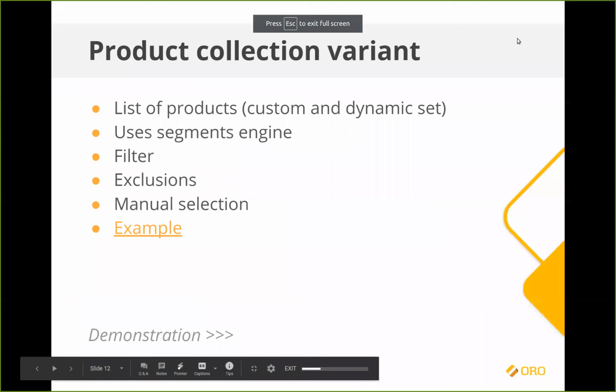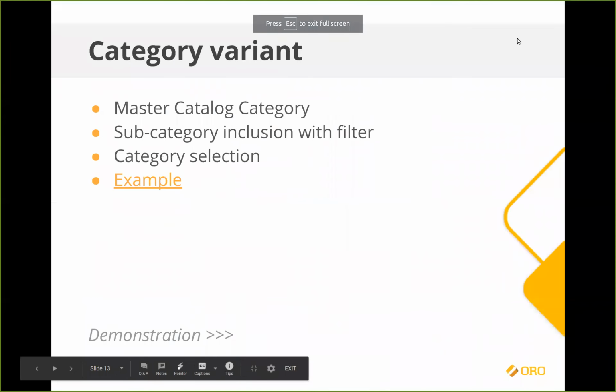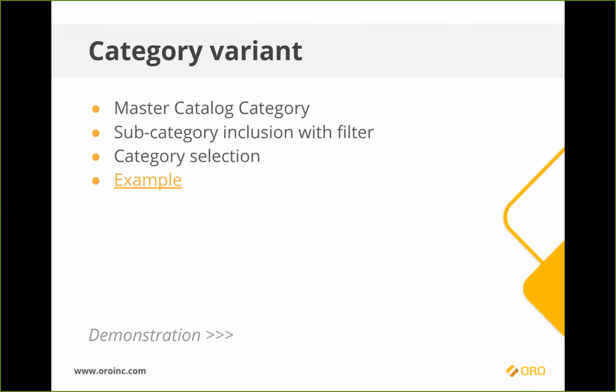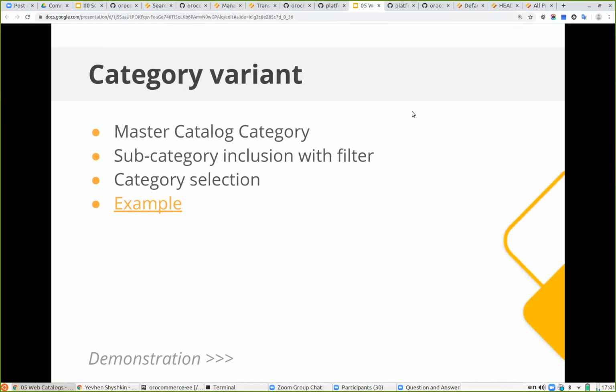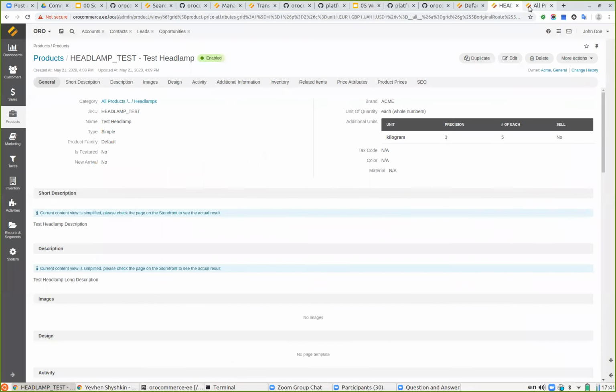The next type of the variant is called category variant. In here, we are simply referring to the existing catalog, and we are allowing to use master catalog category instead of creating a predefined collection or predefined segment. Let us have a look at how it looks.